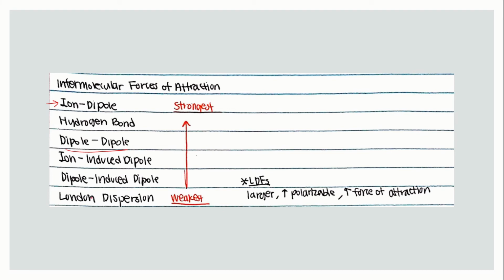And the weakest type is the London dispersion forces, and they are the only IMFs that non-polar species have. For LDFs, the larger the molecule, the more polarizable the molecule, and there will be more force of attraction. So it will be hard to break the IMFs between them, and the boiling point will be higher.